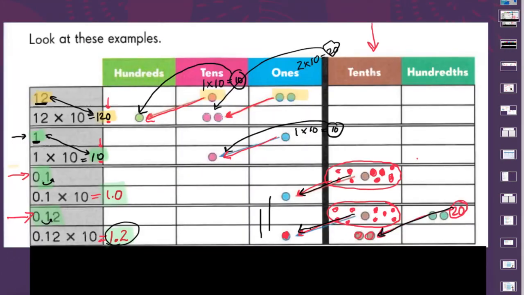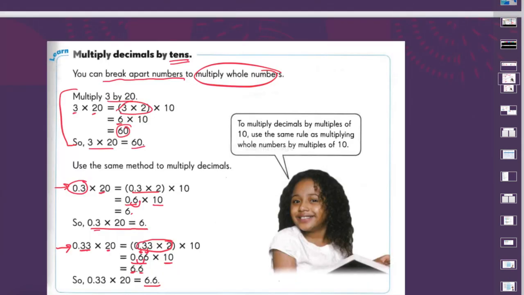So in this lesson, we looked at multiplying whole numbers by 10. We looked at multiplying decimals by 10. And we also looked at multiplying decimals by different tens, like 20 or 30. So we looked at multiplying whole numbers and decimals by tens.